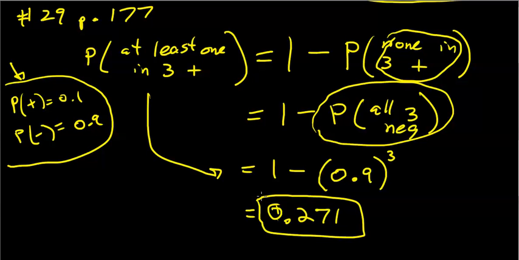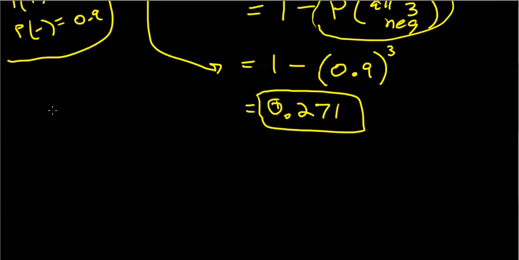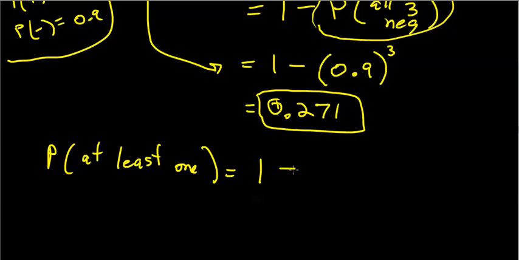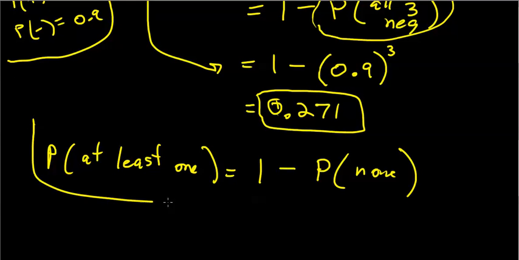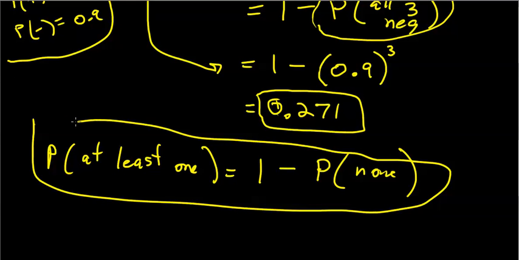Alright, so we've worked out 4 examples of this at least 1 scenario. And again, just in working out the homework problems, it's always in this at least 1 scenario. The easiest way to go about these, I suppose, is to find 1 take away the probability of none. So the probability of at least 1 is 1 minus the probability of none, and research the problem statement for the quantities of interest.